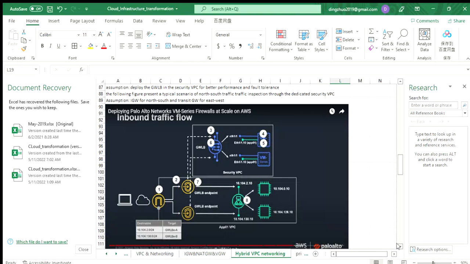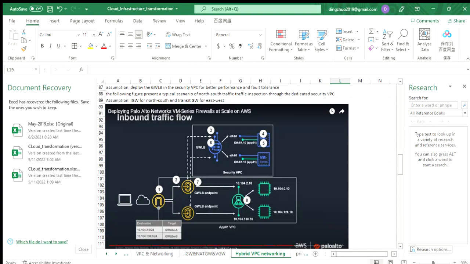The gateway load balancer is going to forward the traffic to the gateway load balancer endpoint. Again, on the gateway load balancer endpoint, we're going to forward traffic to the application load balancers, ALB, or network load balancers. And the network load balancer is going to forward the traffic to those instances within the workload.